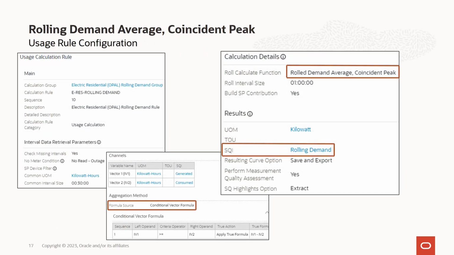Rolling demand average coincident peak determines the average rolling demand based on coincident peak value for all summarized measuring components. Select aggregation method as conditional vector formula and configure the vectors. Select calculate function as roll demand average coincident peak.